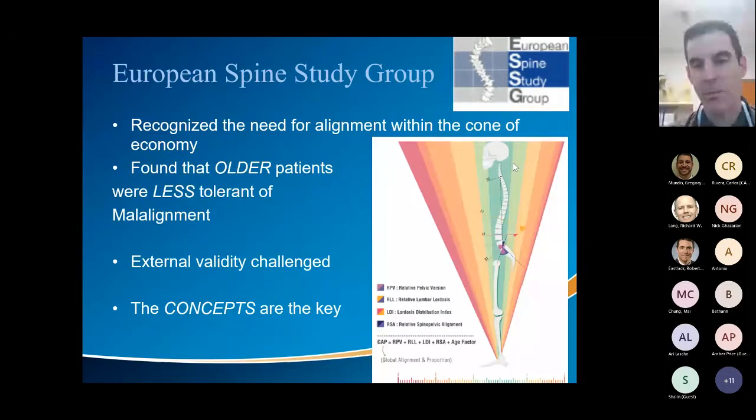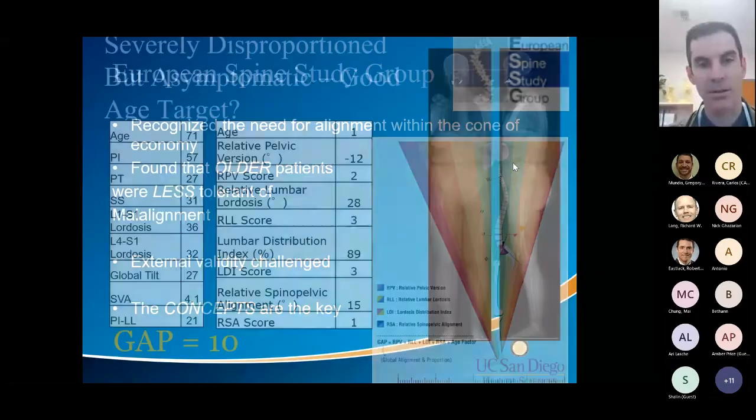The concepts are the key, though. The concepts of GAP were relative pelvic version, where relative was relative to PI. Relative lumbar lordosis is a PI-based lumbar lordosis target. Lordosis distribution index, again, is an idea of the shape of the spine. Some of the problems with GAP, though, is that with the lordosis distribution index, if you have a lordosis of 2 degrees with one above and one below, it's 50-50, and you're going to get an okay lordosis distribution index score, even though your alignment stinks. But it's really the concepts that are key for you to understand.